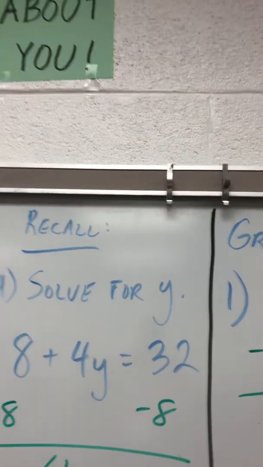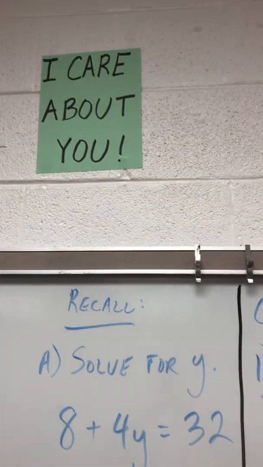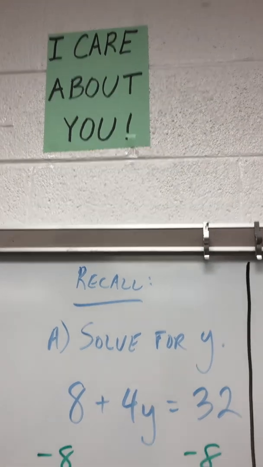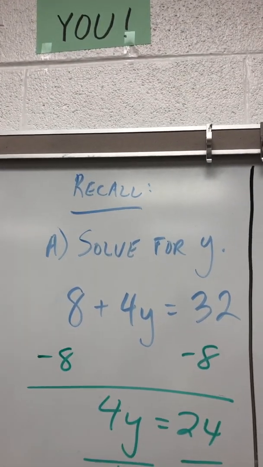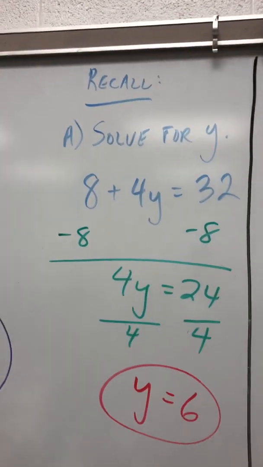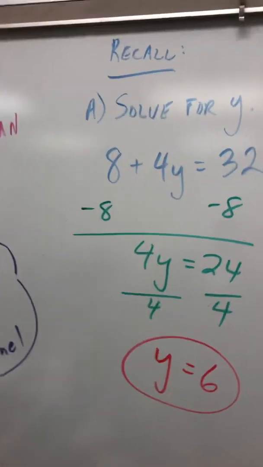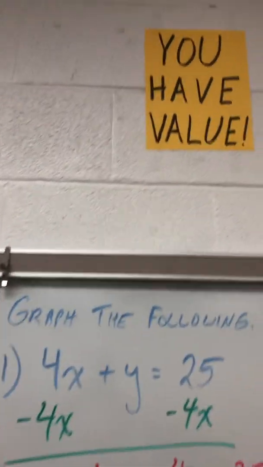Remember solving for y, right? What we would do, we'd minus 8 from both sides here. You get 4y equals 24, divide by 4, you get y equals 6, right? So we're essentially going to do the same thing. We want to get y alone.